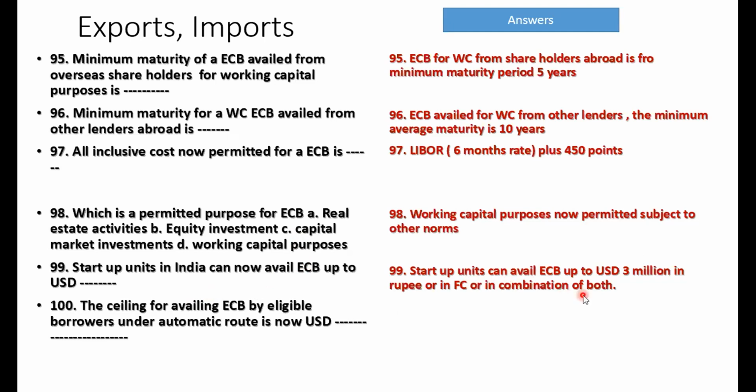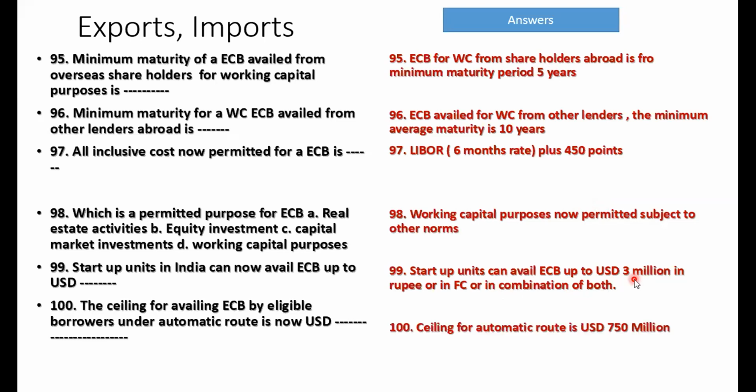So the startup units can now go for ECB because the rate of interest is cheaper, but hedging becomes an additional risk. Hedging means interest rate hedging will be there, and exchange rate will cause loss. Subject to hedging, it is a cost-effective loan, a beneficial loan, no doubt about it. So the startup unit also can go for ECB. Big companies can go up to 750 million US dollar. The automatic route is there. The small units can go up to 3 million US dollar.